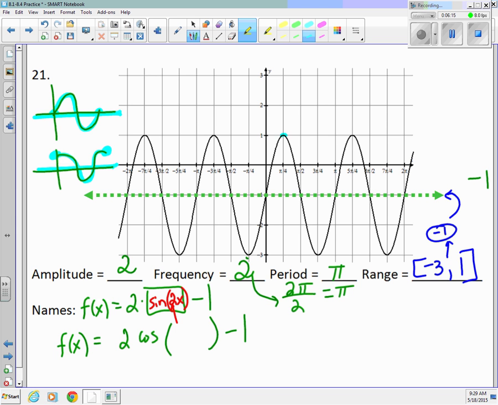We'll work on this phase. I'll start at pi over 4. I'm crossing my midline, going to the min, and I'm coming back up to the max. There's my cycle. Now, again, cosine normally does this. It starts at 1, goes down to 0, goes down to negative 1, and back up.